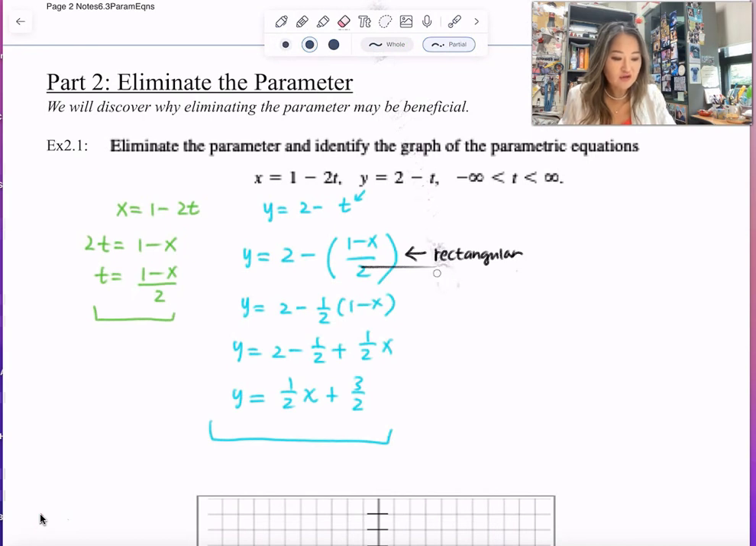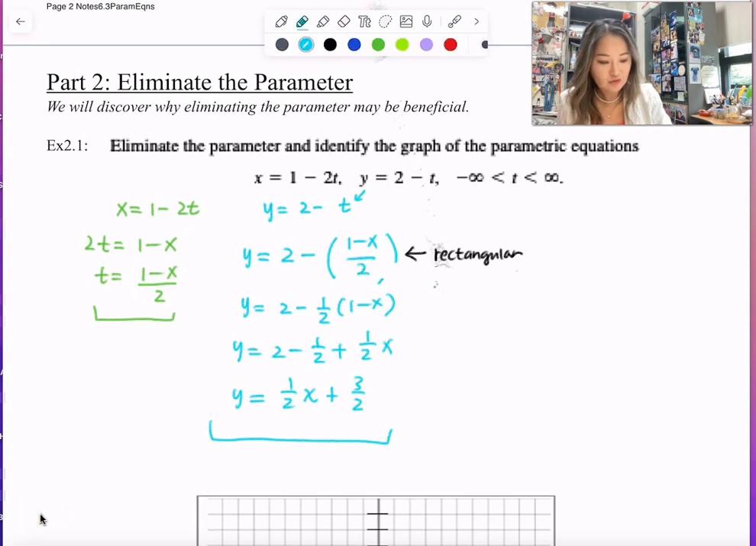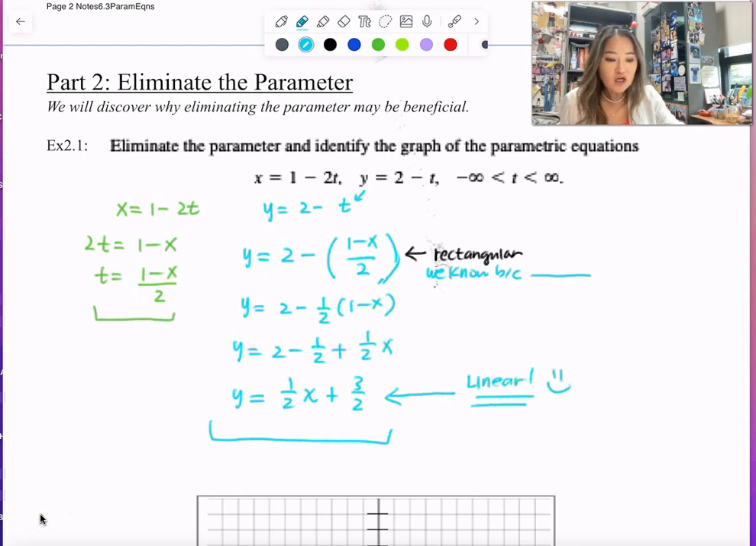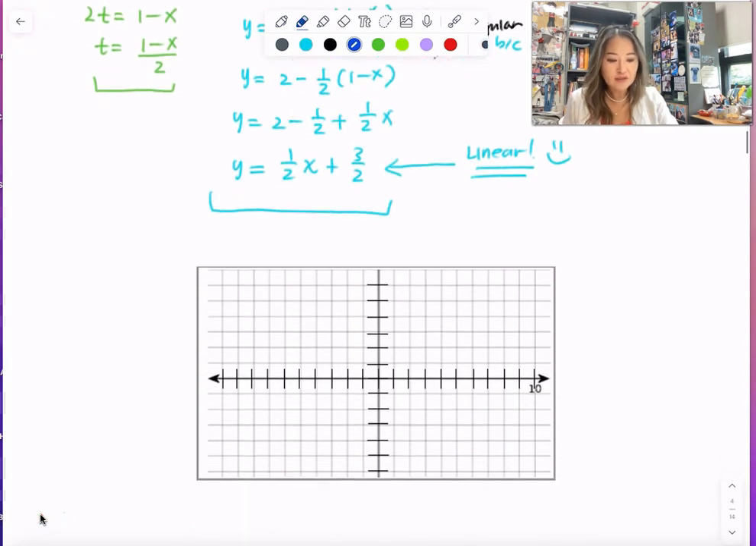So why is it rectangular? You're going to finish that sentence for me. This is rectangular because, fill in the blank. It should be because there are only x's and y's. Now, what kind of curve is this? It's a line, it's linear. Oh my gosh. Could you tell by looking at these two parametric equations that it was a line? No, but now you could. Now if I ask you to graph, what can you graph? You know that you can graph this as y equals one half x plus 3 over 2, like you remember when you were a baby?